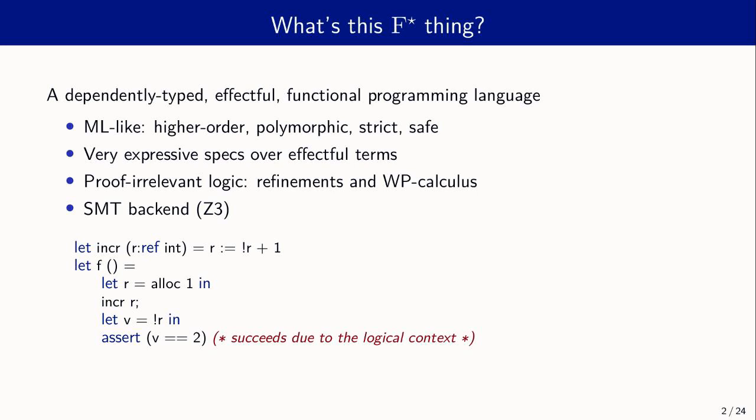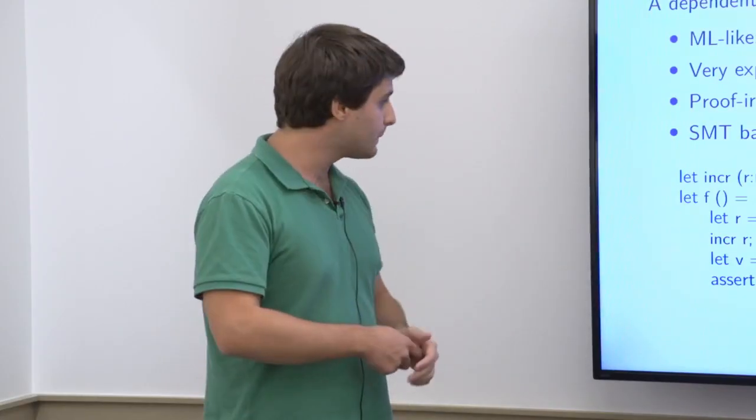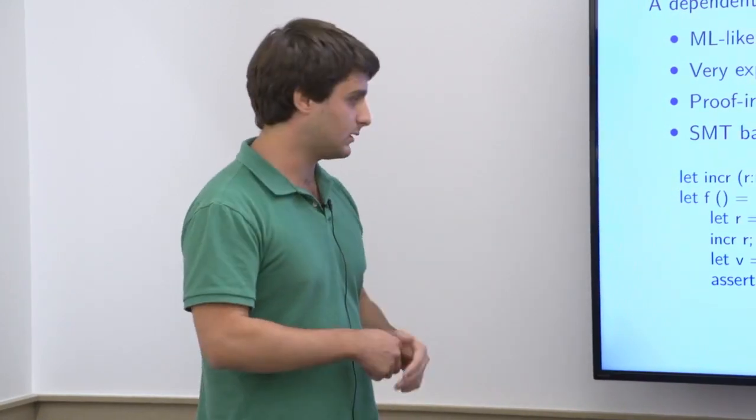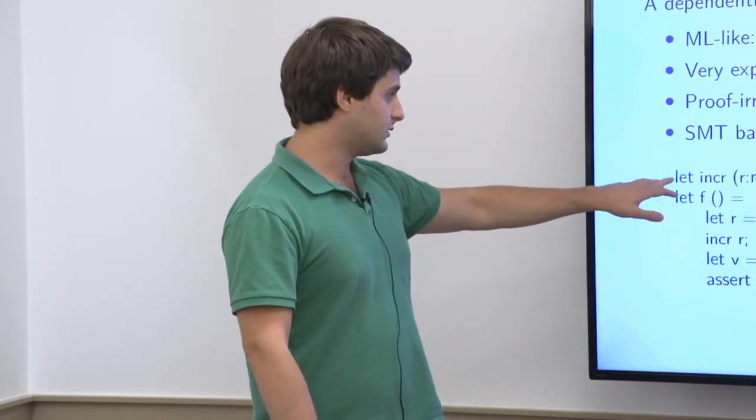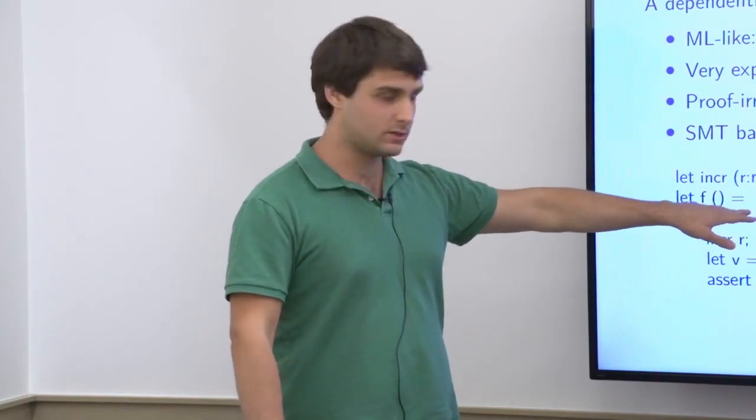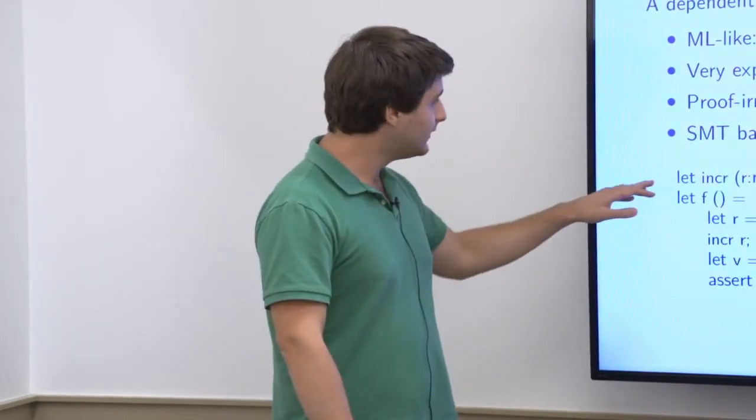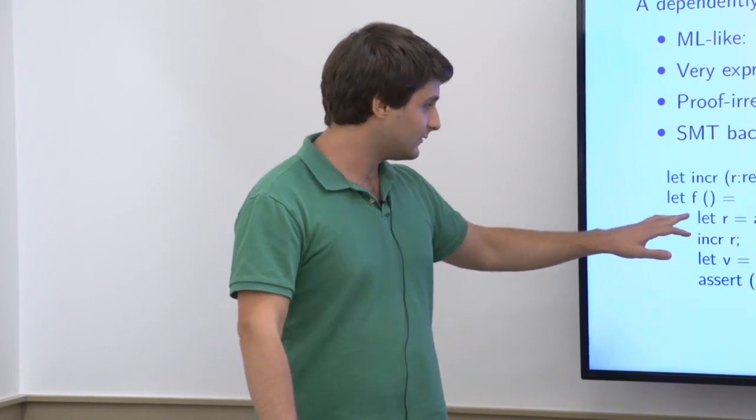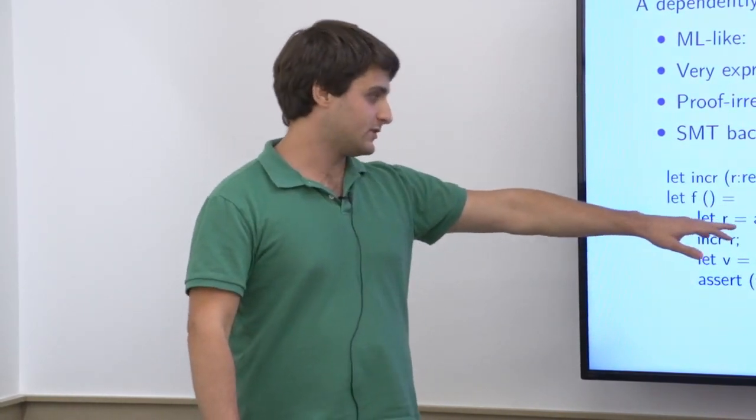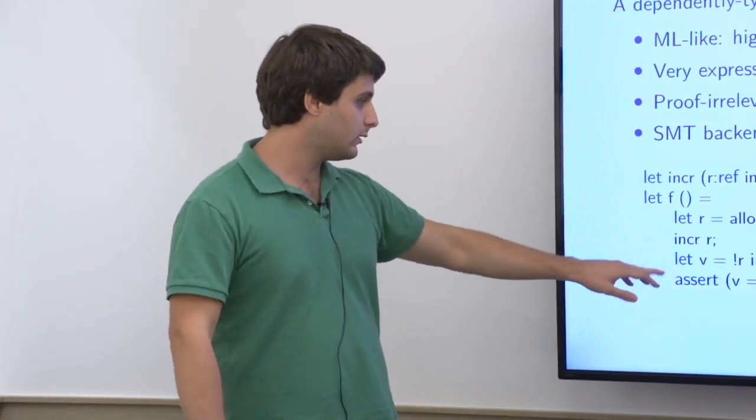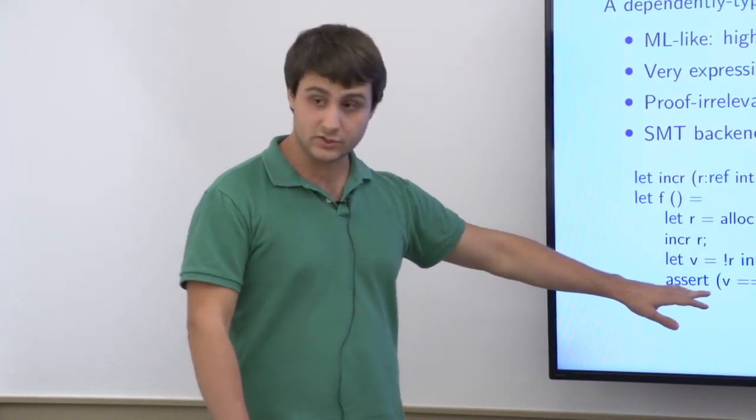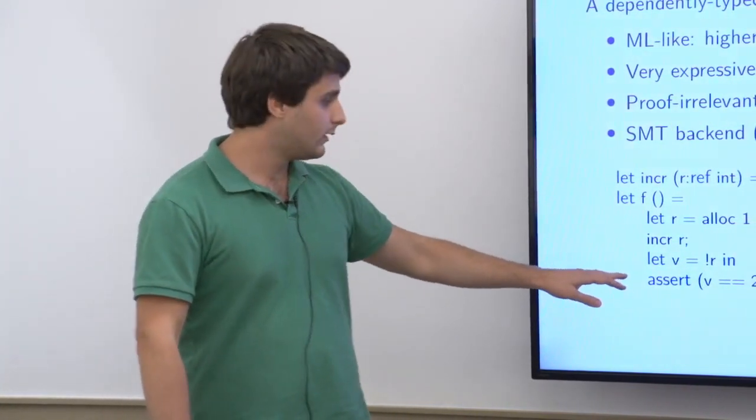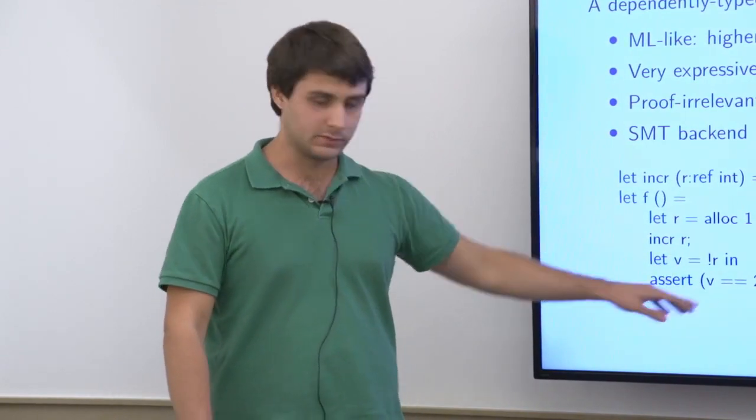And now a quick taste of F-star, just to get going. Here are two very small F-star functions working over the state effect. They're not annotated. Most of the things can be inferred. So this is an incr function, takes a reference to an integer, and it adds 1 to it. Then there's this f function that allocates a new reference with a starting value of 1, calls incr, then reads the reference, and there's an assertion. This is a static check that the value v must be equal to 2.